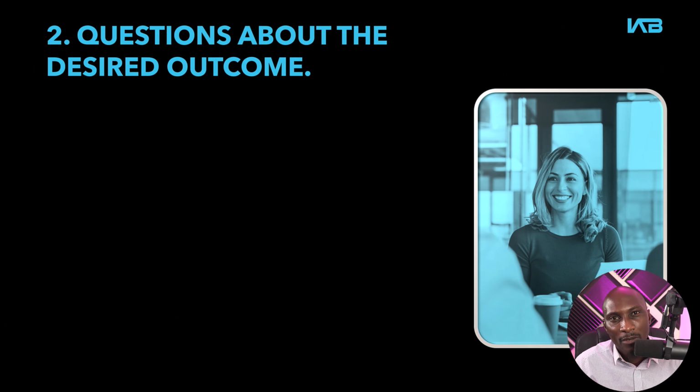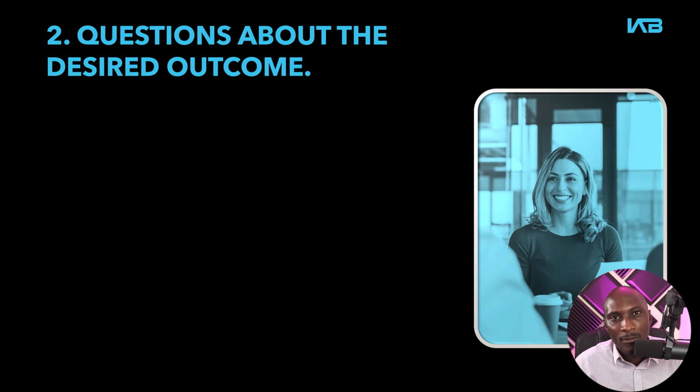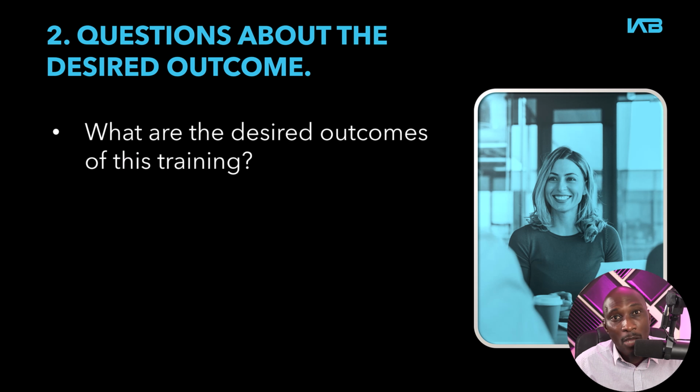The second kind of question I like to ask stakeholders are questions about the desired outcomes. Asking these questions will help you to make the connection between the requested training and the desired business results. You'll want to ensure that you are arriving at desired outcomes that are both measurable and observable. So, for example, a desired outcome could be to increase customer satisfaction ratings, or it could be to decrease operational errors.